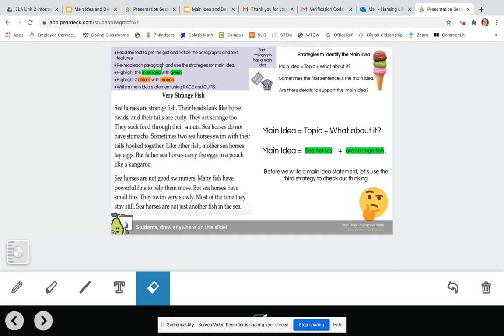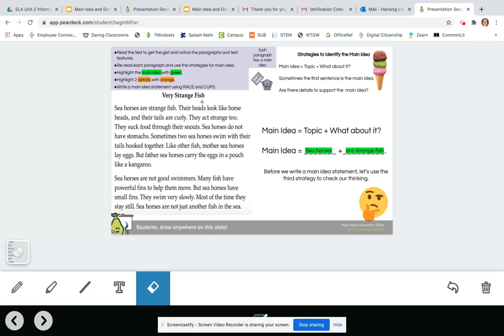It's important to separate the different paragraphs because each paragraph has its own main idea. Once we discuss main idea a little bit more, we'll be highlighting the main idea with green and highlighting details with orange, and then even writing a main idea statement. Let's start with step 1 though, and just read the text to get the gist, the whole big idea of what the text is about. Follow along with me as I read.